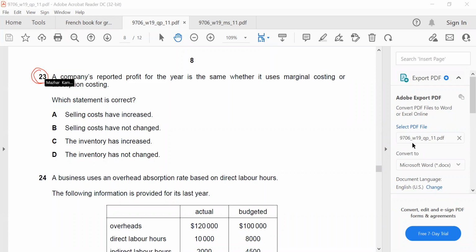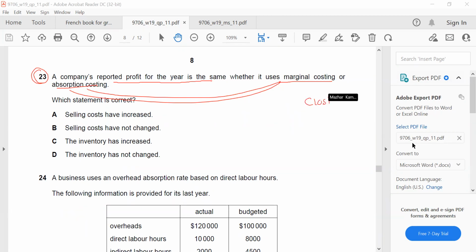Twenty-third. The company has reported profit for the year and they say it is the same whether it uses marginal costing or absorption costing. Now the difference in the profits between marginal costing and absorption costing is only and only because of closing inventory. Yes? Are you all with me?